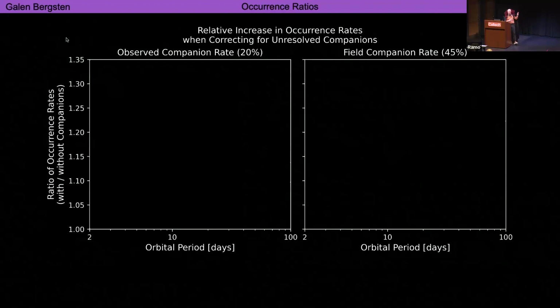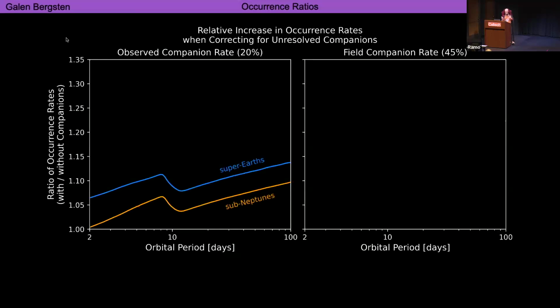So here, the vertical axis will show you how the occurrence rate changes as a ratio between the models with and without companions. I'll start with the case on just the observed stuff, so that 20% only using the properties of things that we found, where there are two curves, one for super-Earths in blue, one for sub-Neptunes in orange. You'll note that the super-Earth curve is a little bit higher, and also that both of these curves tend to increase as you move towards larger periods.